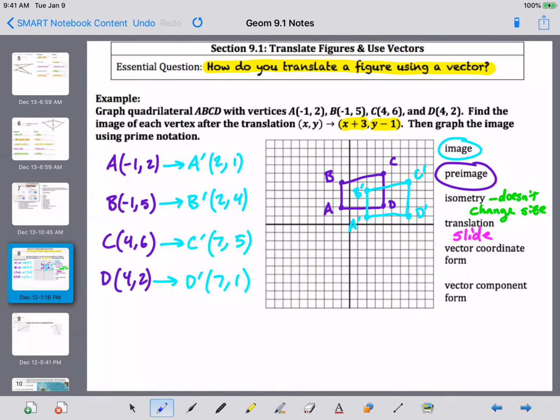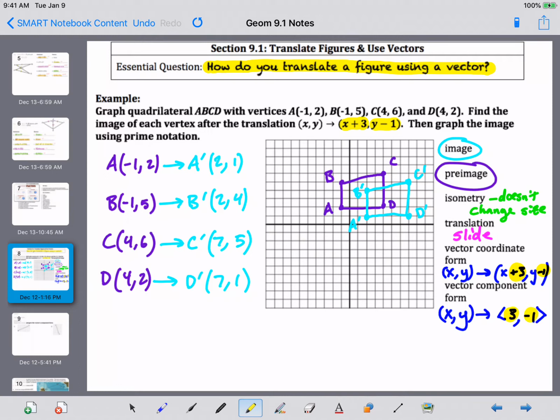Now, vector coordinate form for this specific problem is that rule where we started with (x, y), and then we did (x + 3, y - 1). We call that vector coordinate form. Vector component form would be if you took your x and y, and then we use these triangular brackets. The first coordinate is just how far you moved left or right. So it's positive 3 because it was to the right, and negative 1 was down. So you really just use how it's moving, the plus 3 and the minus 1, for these two numbers.